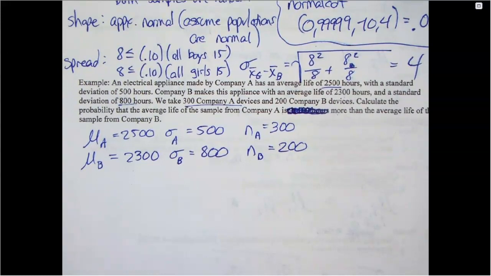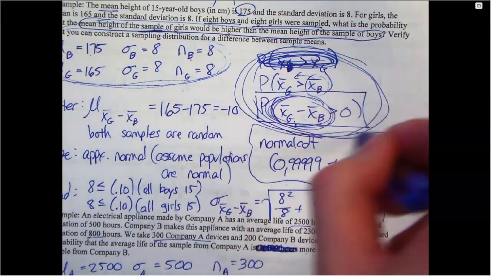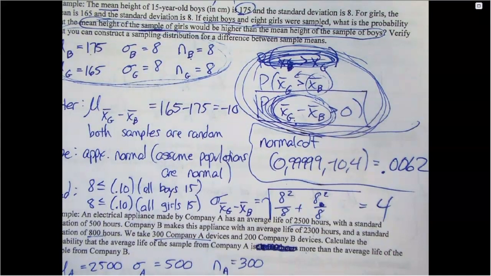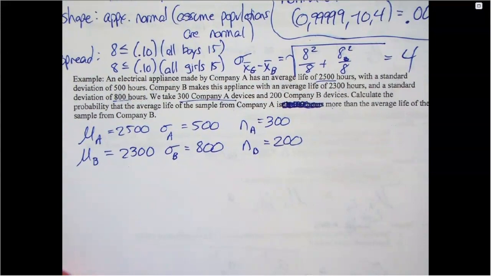So next, see if you can tell me what we're looking for. What I mean by that is figure out this part here. We're looking for the probability that X bar A is greater than X bar B, which means X bar A minus X bar B is greater than 0.